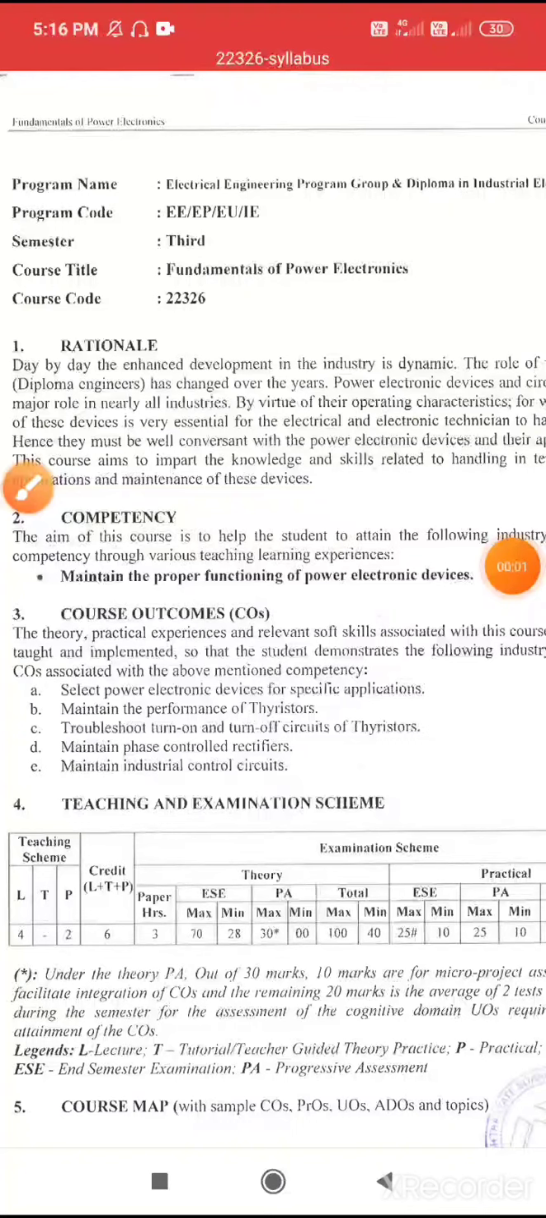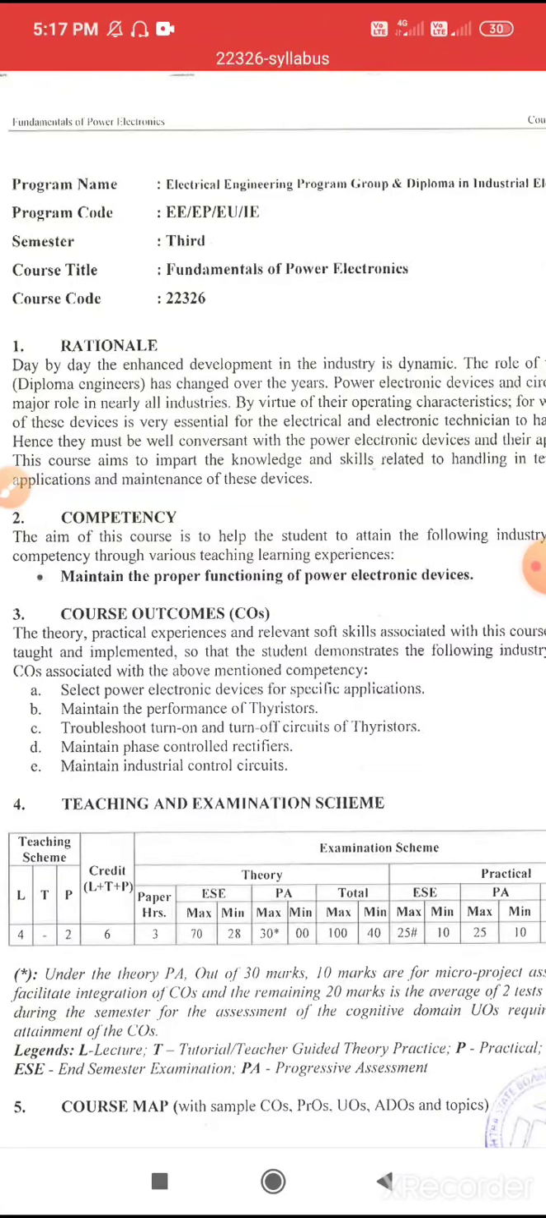Hello everyone. Today we are discussing the course Fundamentals of Power Electronics, whose course code is 22326, semester 3rd of the program Electrical Engineering. Now let us discuss firstly the course outcomes. There are 5 course outcomes. After completing this course, you have to get the knowledge related to these outcomes.